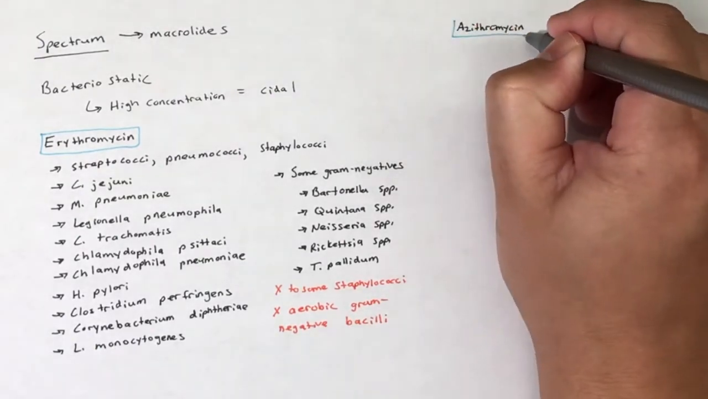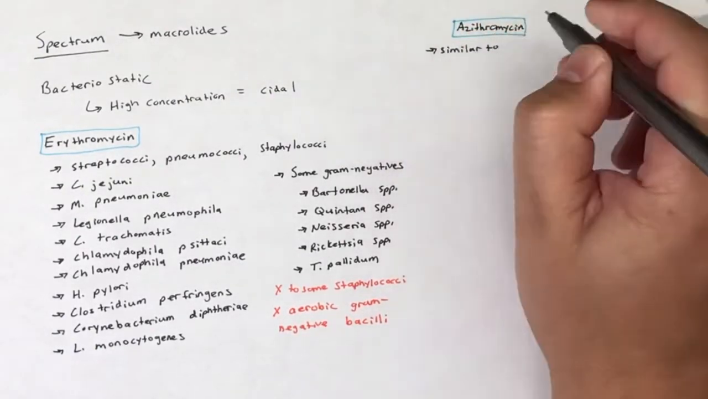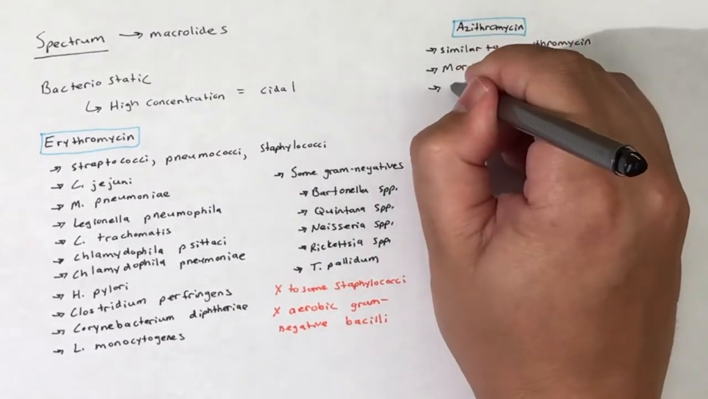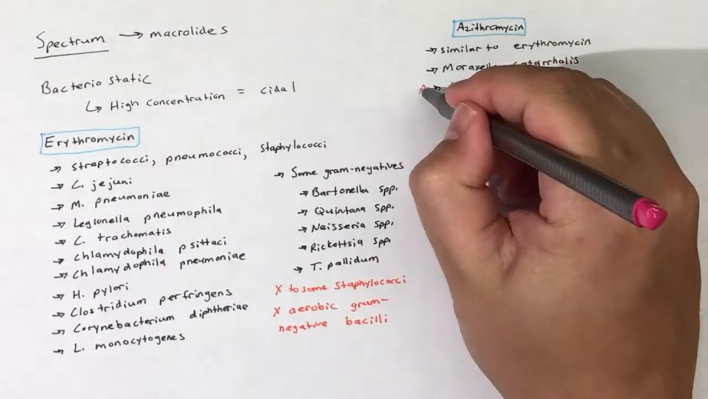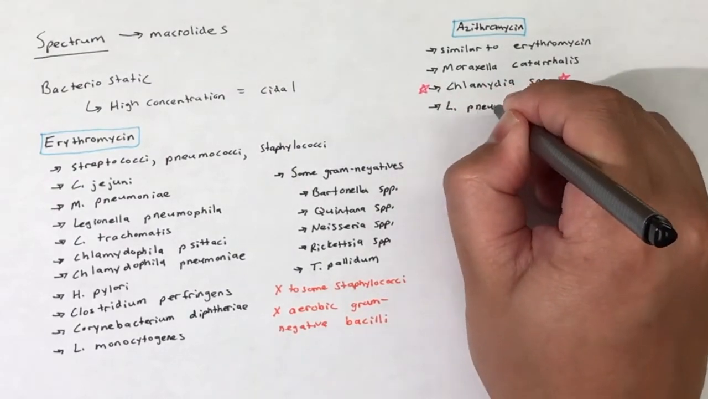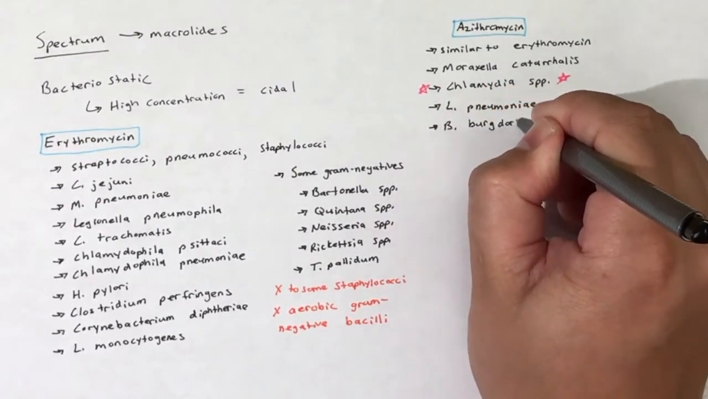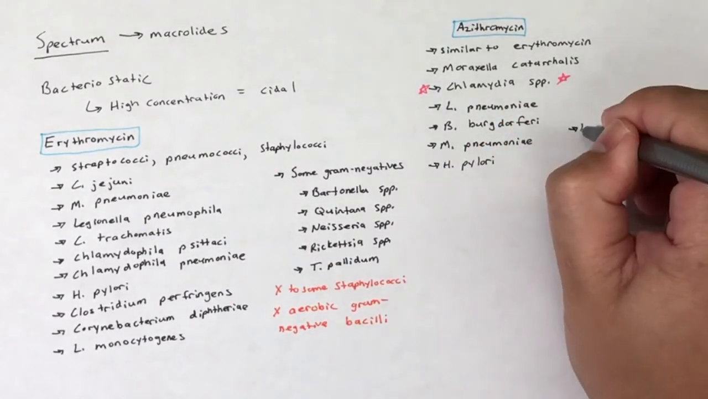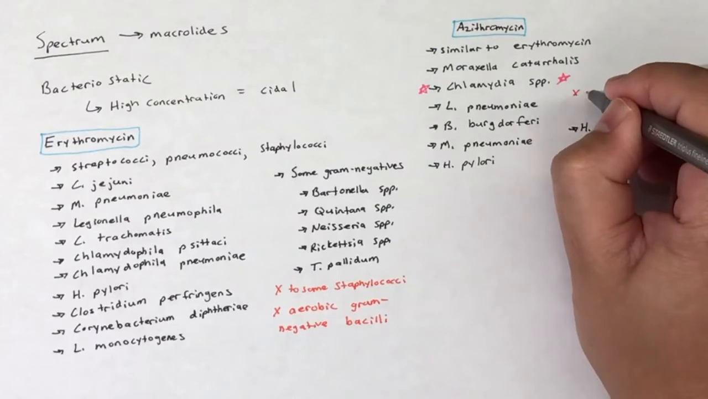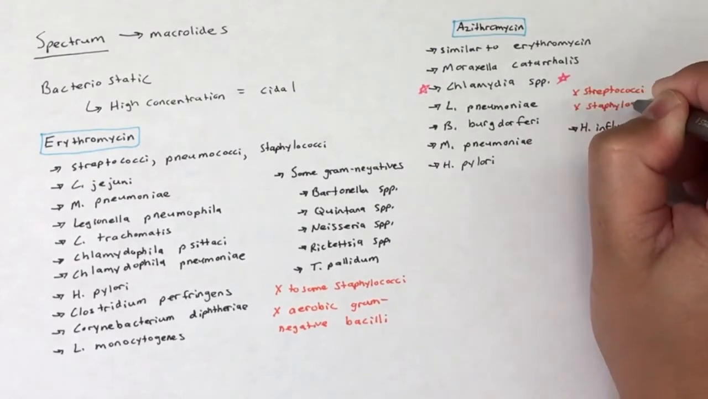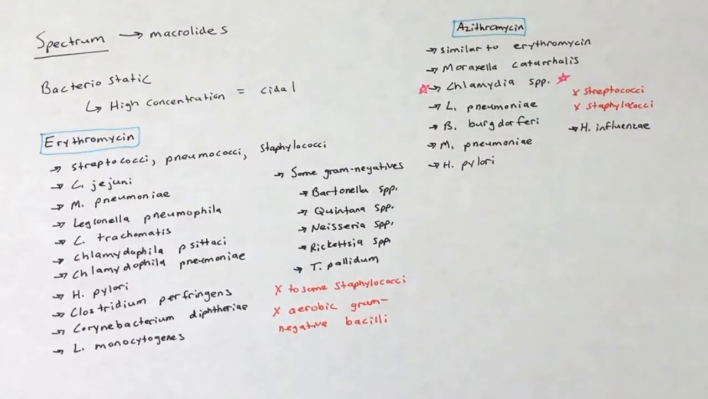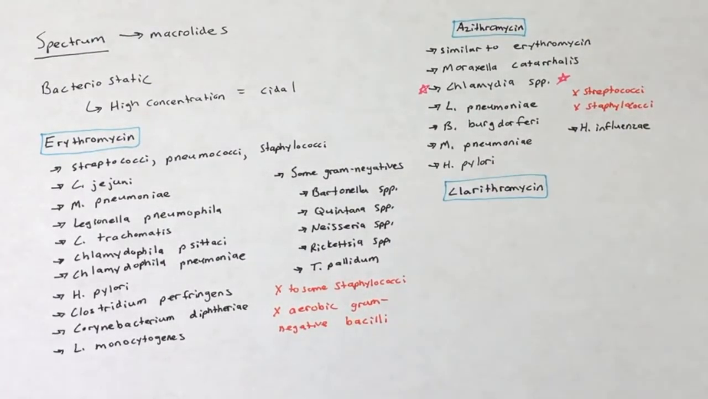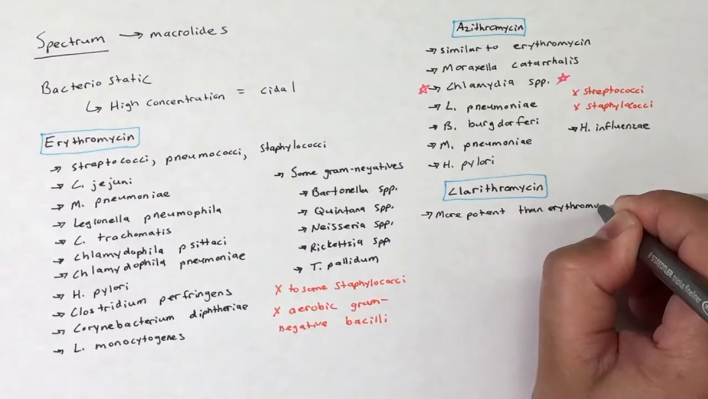Erythromycin is inactive against most aerobic enteric gram-negative bacilli. Azithromycin has similar activity as erythromycin. Azithromycin is active against Moraxella catarrhalis, Chlamydia species, which it's highly active against, L. pneumophila, B. burgdorferi, M. pneumoniae, and H. pylori. Azithromycin is less active than erythromycin and clarithromycin against streptococci and staphylococci. In contrast, azithromycin is more active against H. influenzae.